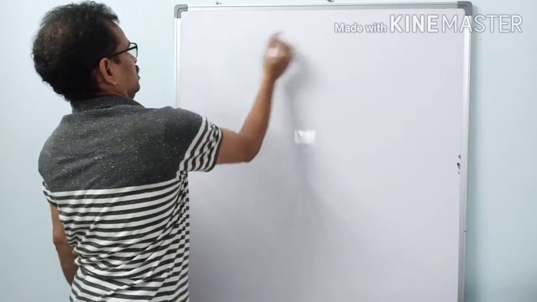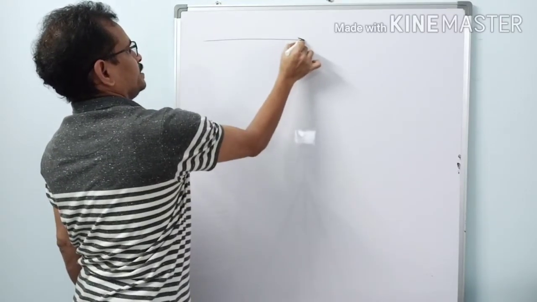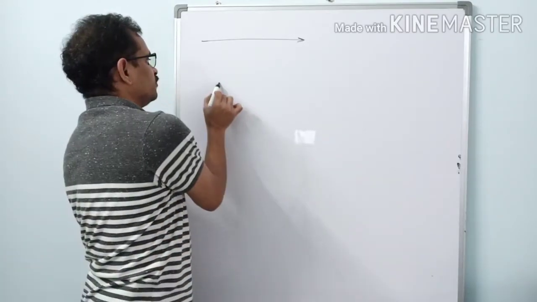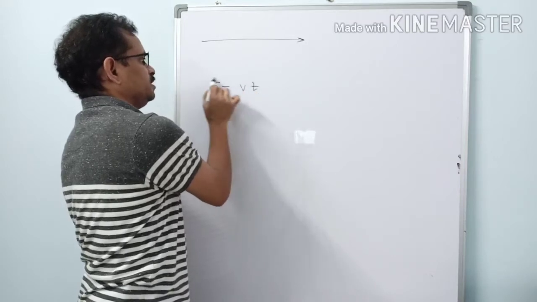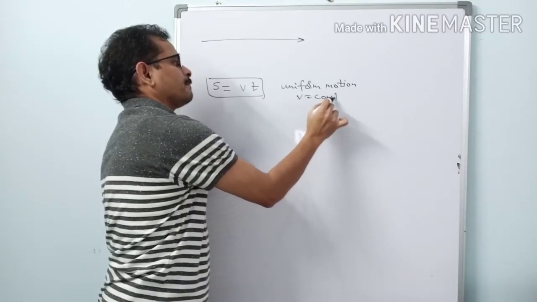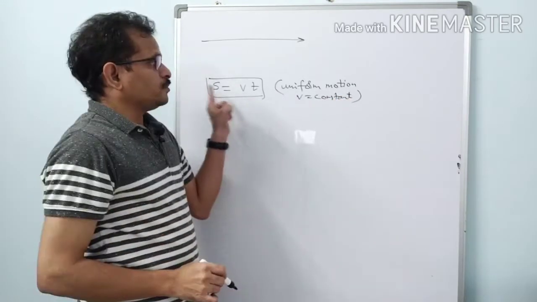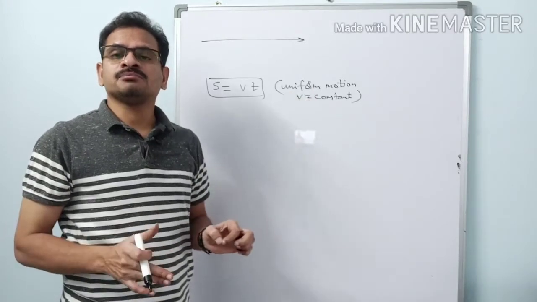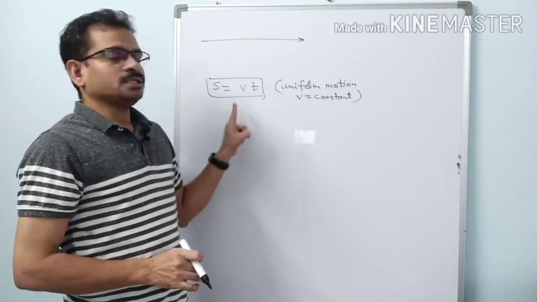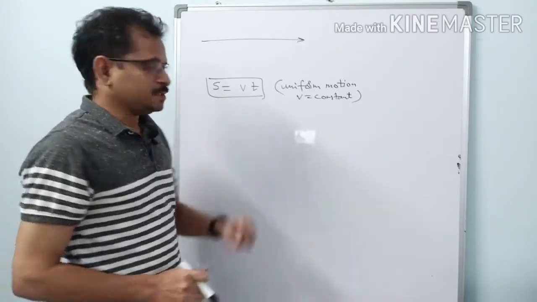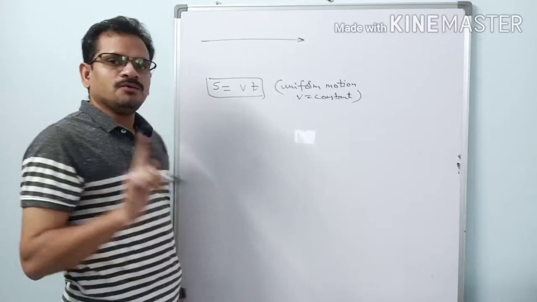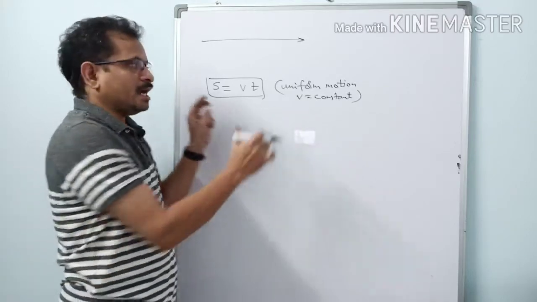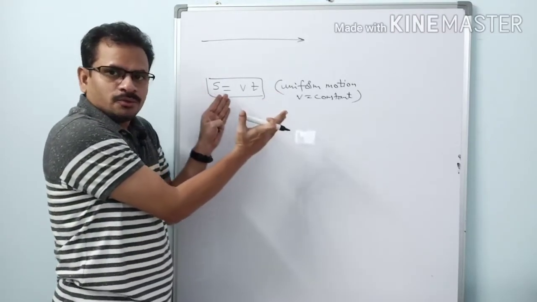For bodies moving in a straight line, we use different sets of equations. If it is a uniform motion, we use the equation S equal to Vt. We used this equation when the body is moving with a constant velocity. There is only one mathematical expression to solve problems regarding bodies moving with a constant velocity, and that sole expression is S equal to Vt.